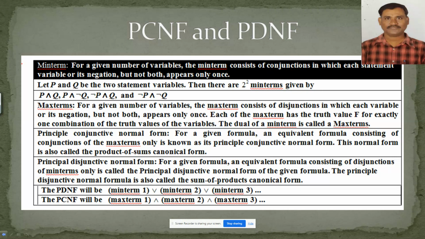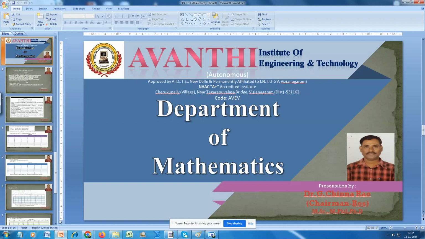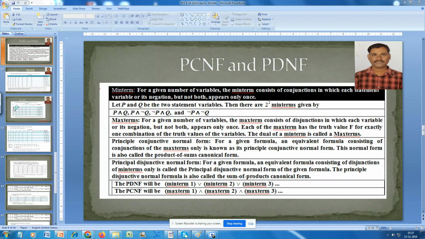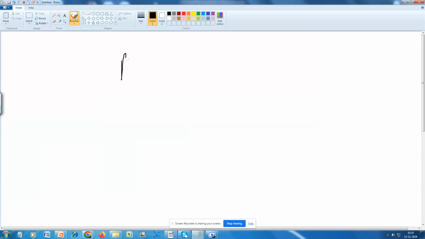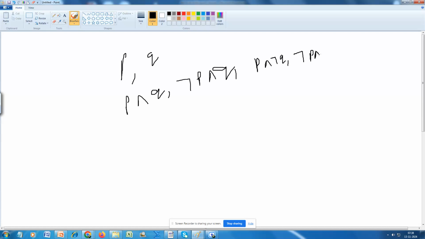It means when you have two variables p, q, its min terms are p and q, negation p and q, p and negation q, negation p and negation q. So these are min terms.